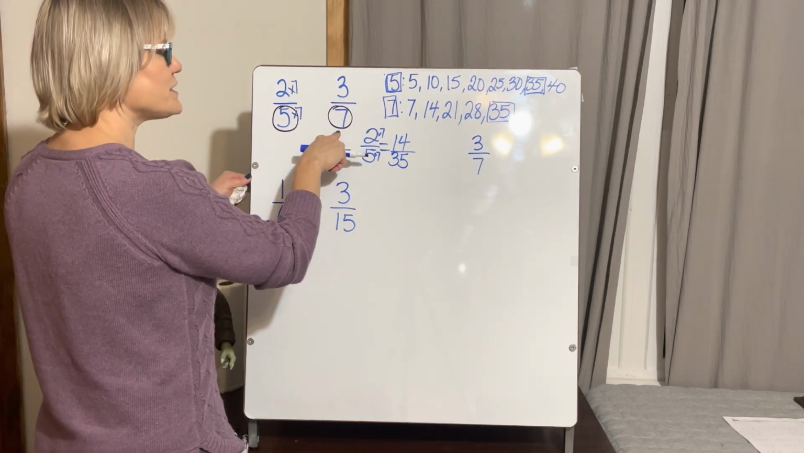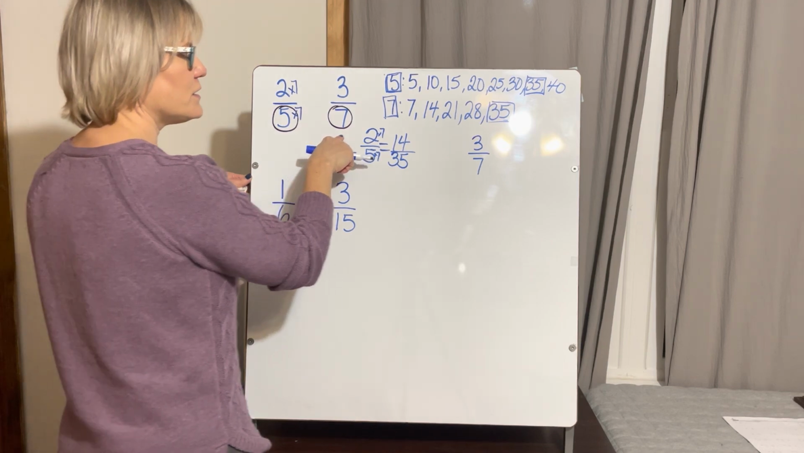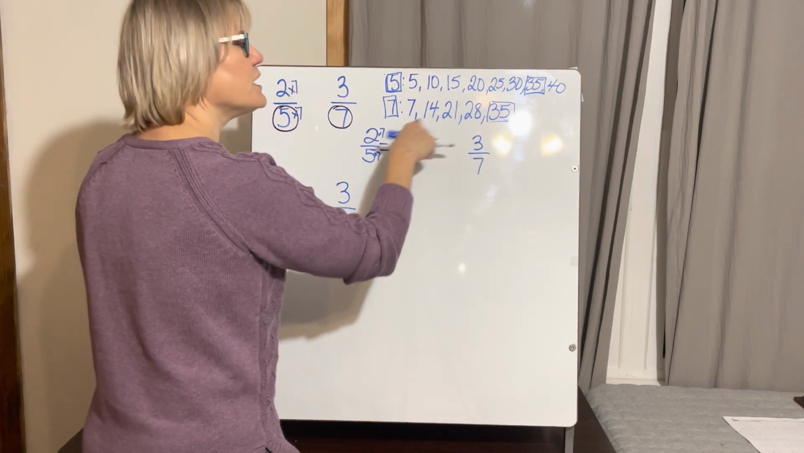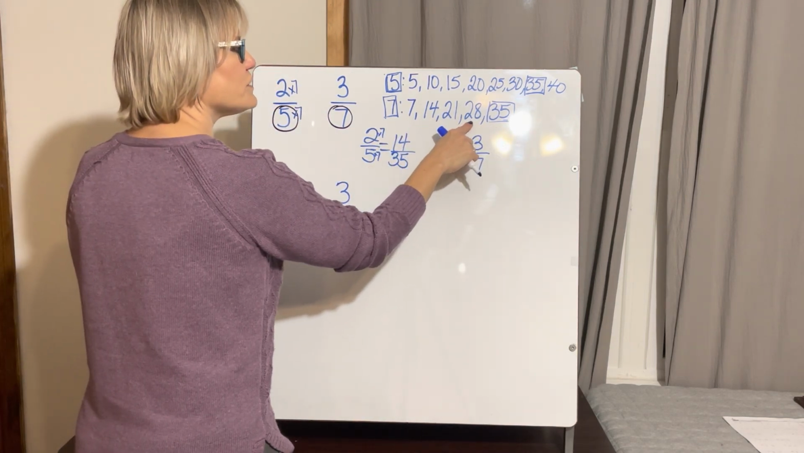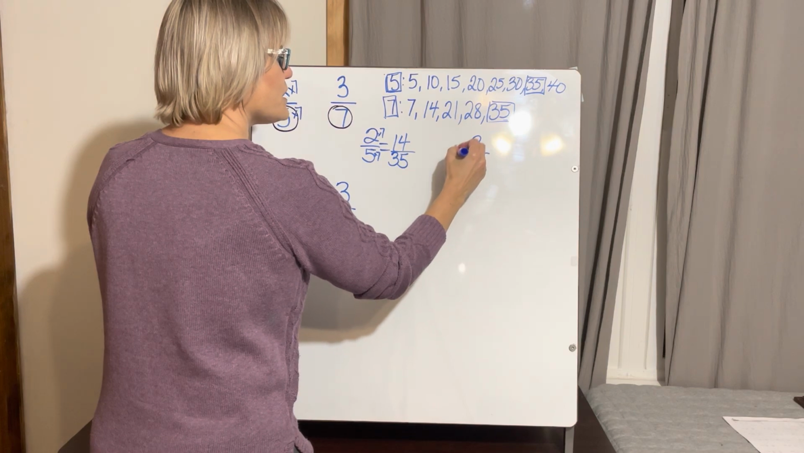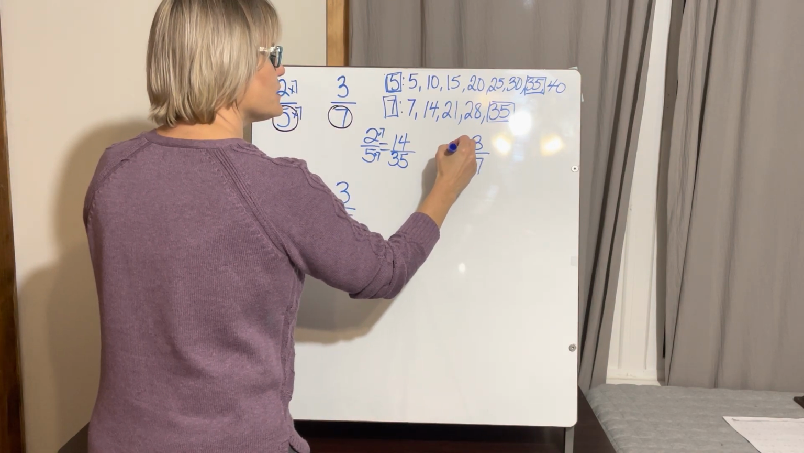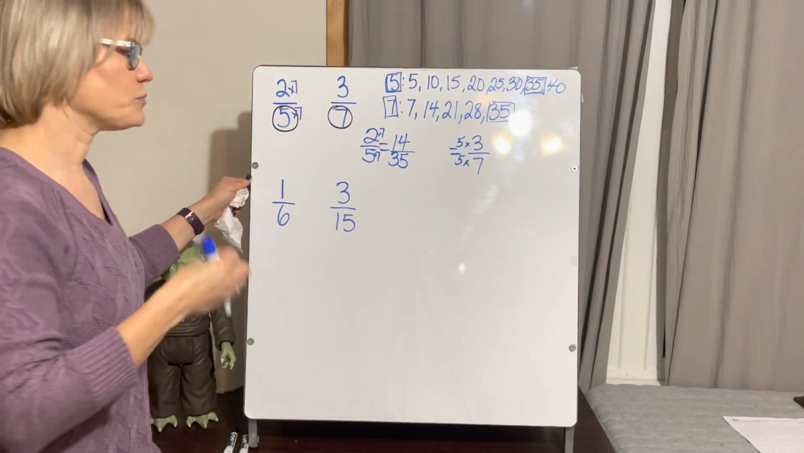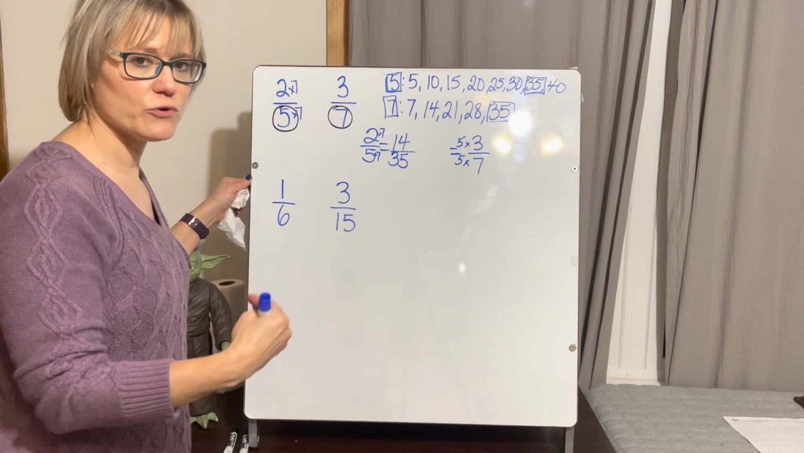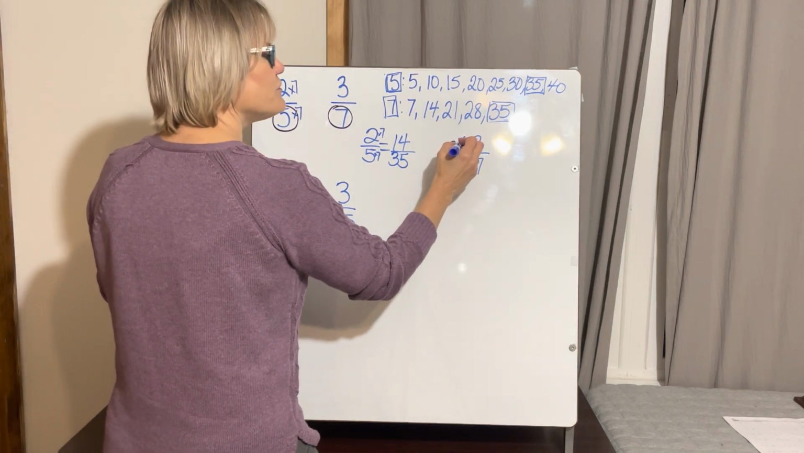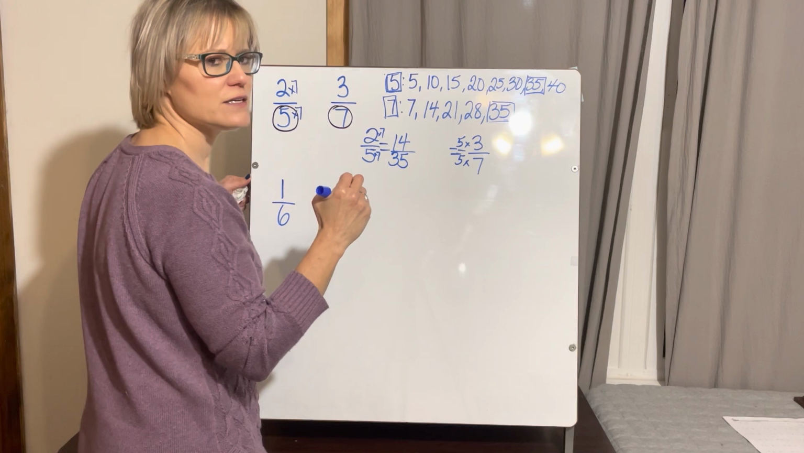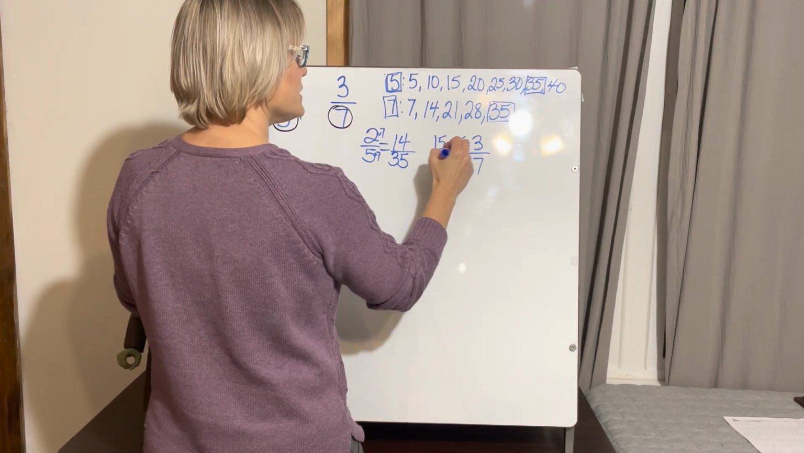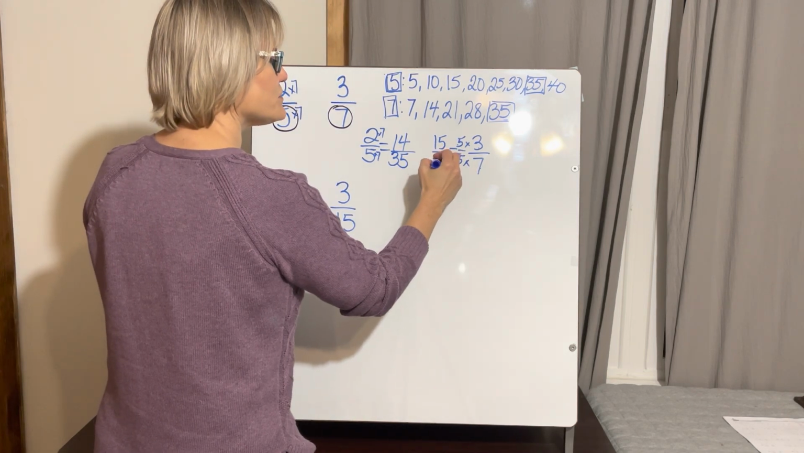What did I do to the 7 to get that 35? I need to see how many times I counted by sevens in order to get 35: 1, 2, 3, 4, 5. So times 5. I'm going to rewrite 3/7 as an equivalent fraction, multiplying the numerator and the denominator by 5. If you notice, 5/5 is equal to 1. So 3 times 5 is 15, and 7 times 5 is 35.